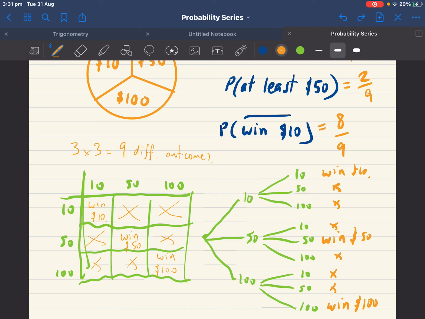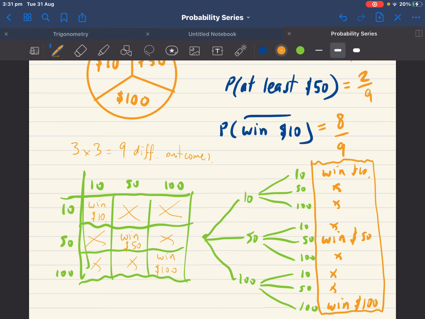All right, and so there you have your list of the sample space. There's 9 different options, and there was 3 of them that were winning. So that's again how you could use the tree diagram to get the exact same sample space.